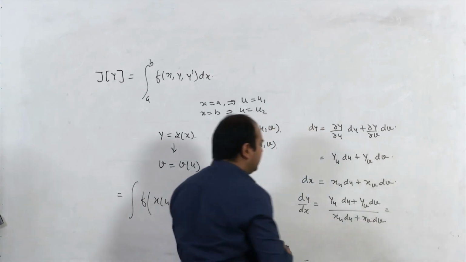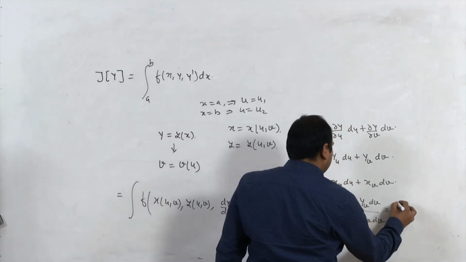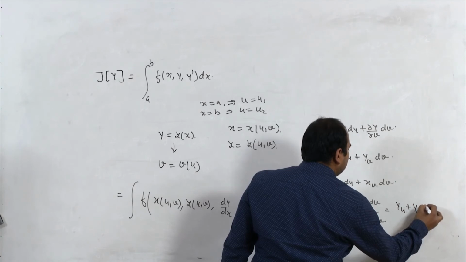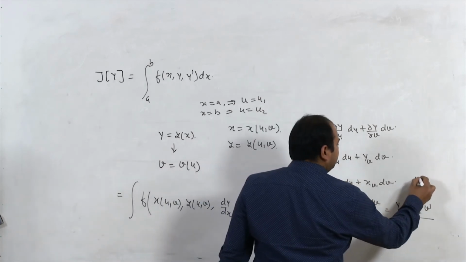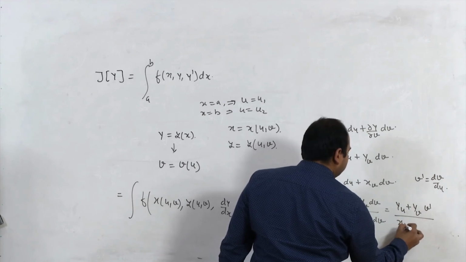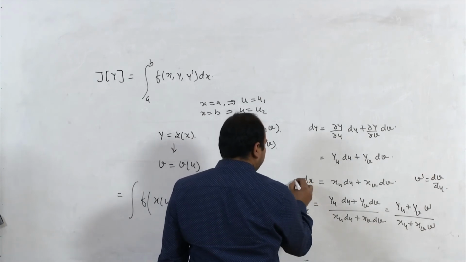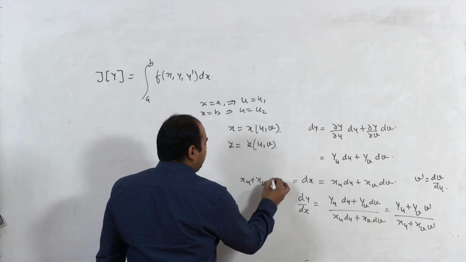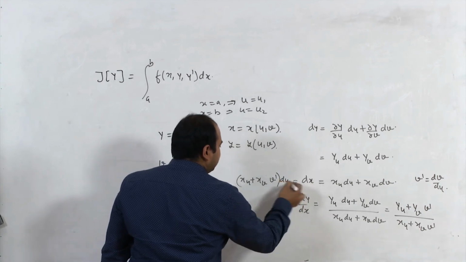And if we assume that v is a function of u, then we can write this as y of u plus y of v times v dash, where v dash represents the derivative of v with respect to u. So v dash represents dv by du, and here we have x of u plus x of v times v dash. So dx we can write as x of u plus x of v v dash, is it okay, times du.